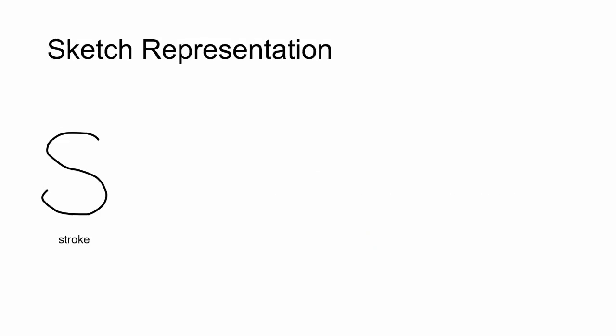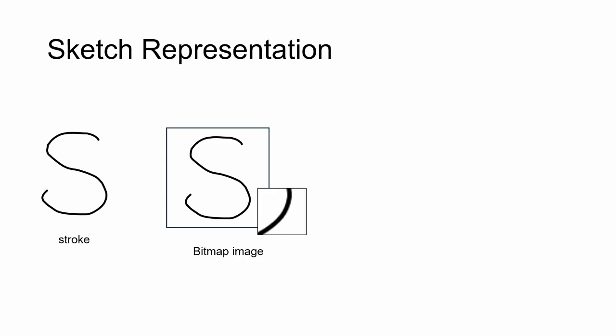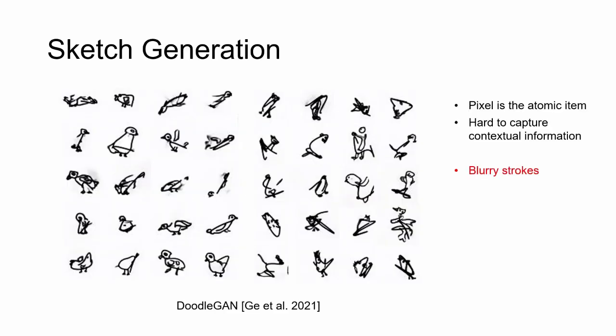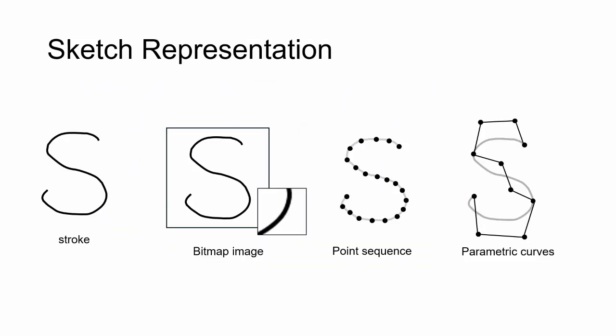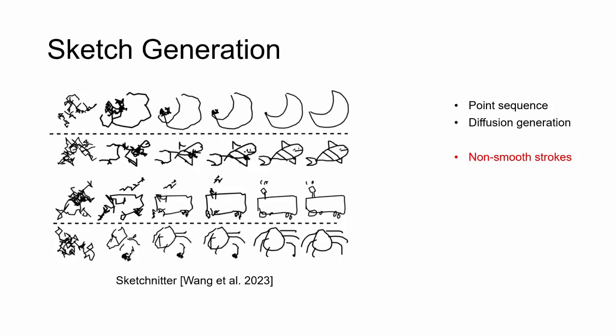Existing methods can be categorized into three types based on the representation of strokes. The first type treats a sketch as a bitmap image. This type of bitmap-based method regards pixels as atomic items, making it difficult to capture contextual information. As a result, it often generates cluttered and thicker strokes. The other two types of approaches treat strokes as sequences of points or as parametric curves. These methods typically use diffusion models to predict changes in nodes and parameters. However, they often produce non-smooth strokes.